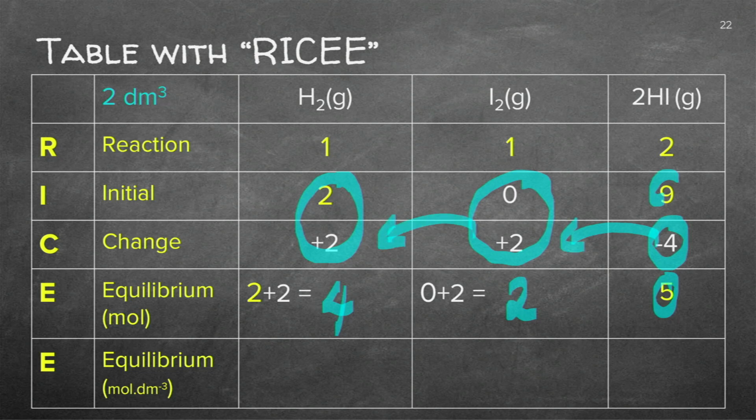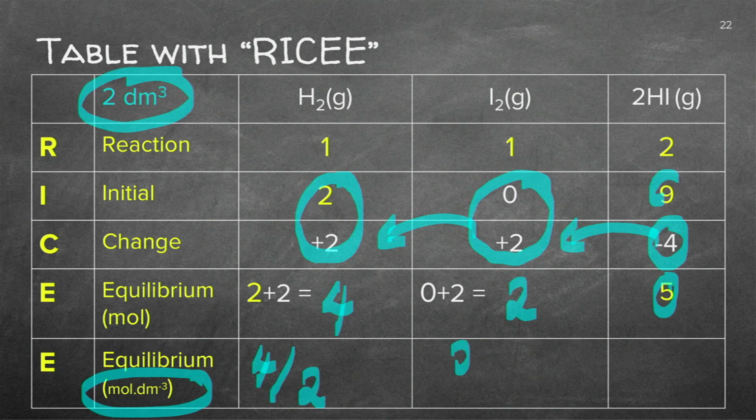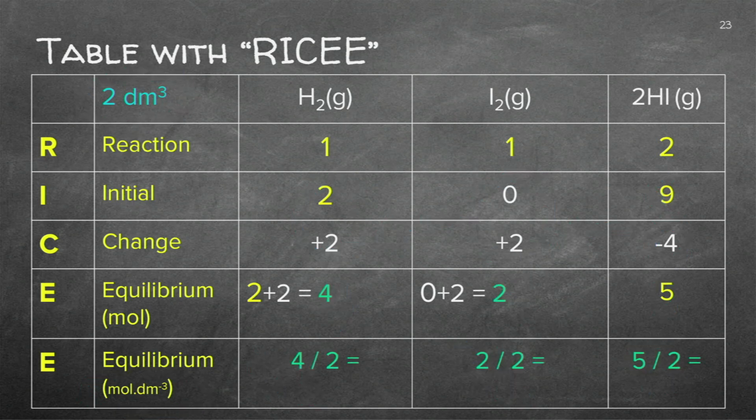the other concentrations. I've got to know I'm working in a container that's not 1 cubic decimeter, so this will be 4 over 2 cubic decimeters, 2 over 2, and 5 over 2. And that will be your final equilibrium concentration. So 4 over 2 will give me 2, the concentration 1 and 2.5.